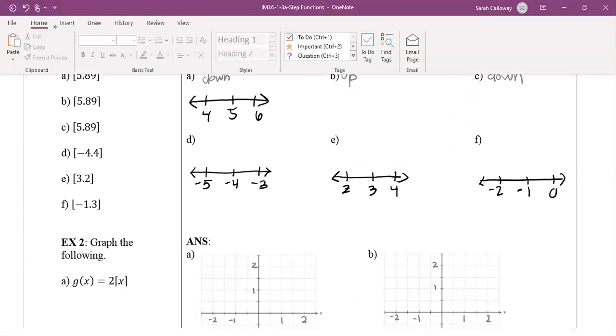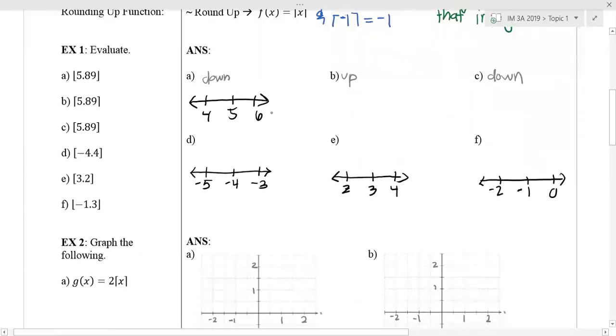What I want you to think about is a number line. If I look at the number 5.89 on the number line, that's about here. If the problem is asking me to round a number down, I'm going to go to the nearest integer below that number, which in this case is 5. So 5.89 rounded down is the number 5. So my answer for A and for C is 5, versus if I'm rounding that number up, which is what the notation in problem B is asking me to do, my answer is going to be 6. So 5.89 rounded down is 5, rounded up is 6.